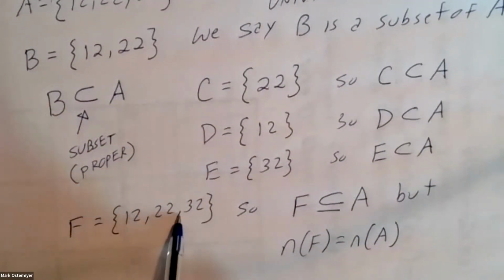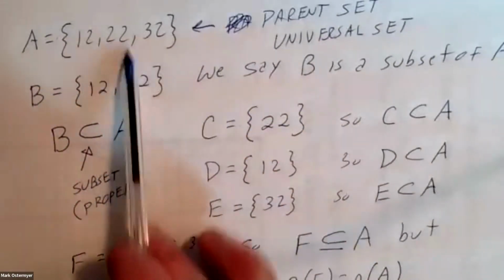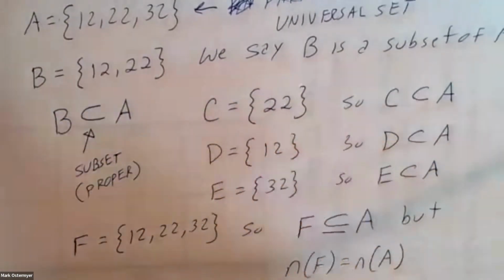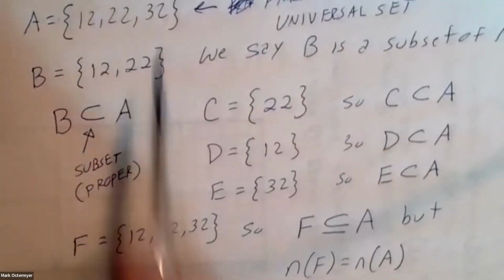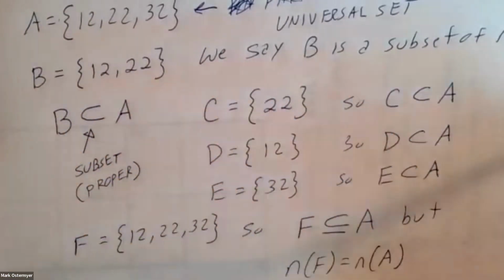Basically, you can see that set F really is set A. They really are the same sets. Not only do they have the same elements, they have the same number of elements. Their cardinality is the same. Okay.